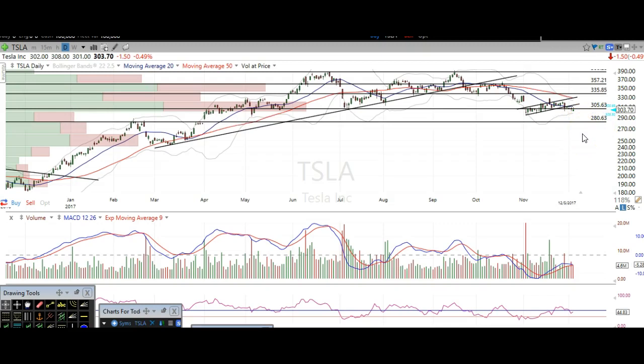So pay attention to these main levels on Tesla and as well as all these other stocks, and you're going to do just fine in the market.